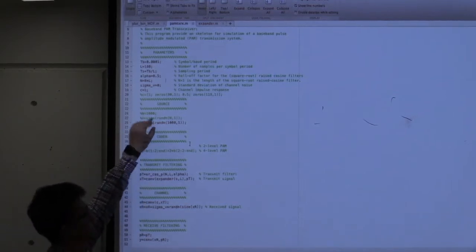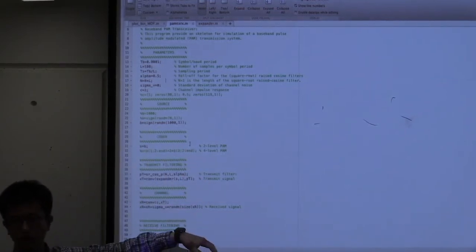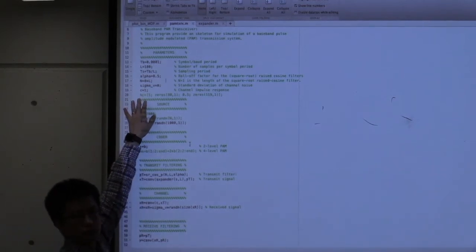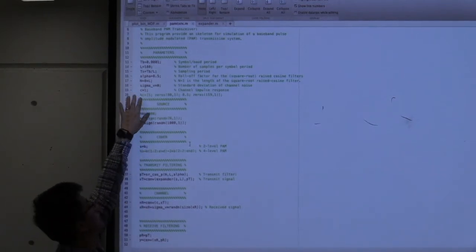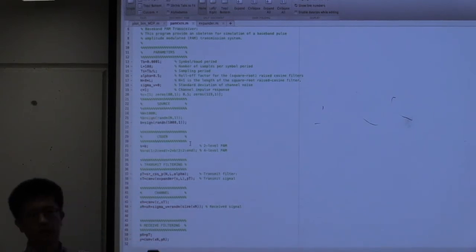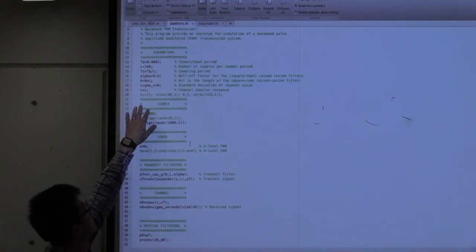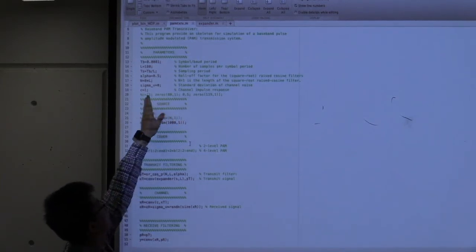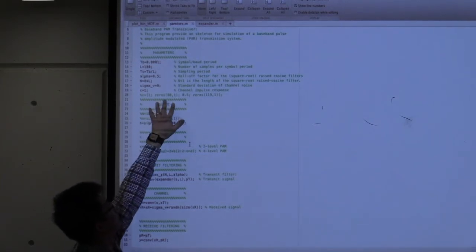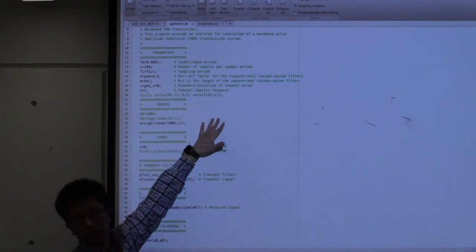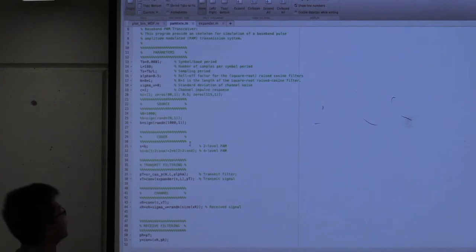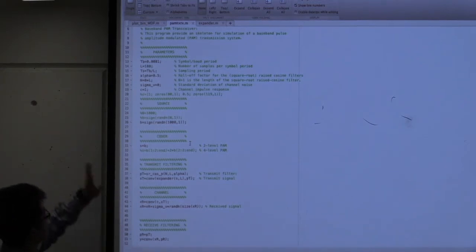Sigma v is the noise variance. And the C here is our channel. C equals 1 means basically the channel is nothing, it's a delta function. And if C equals this, it is one delta, and after some time, another 0.5 times another delta function. So this is a multipath channel we have seen before. Those are the parameters.